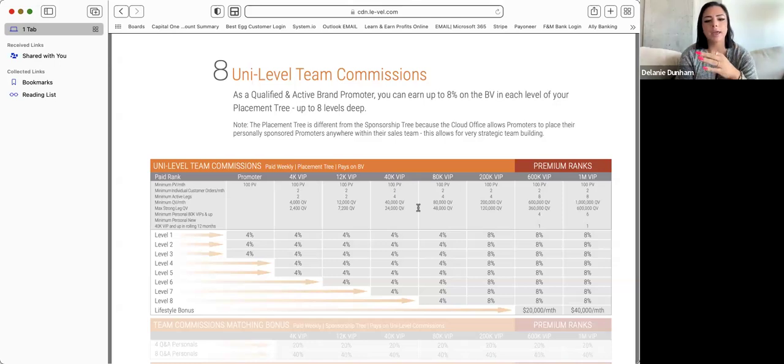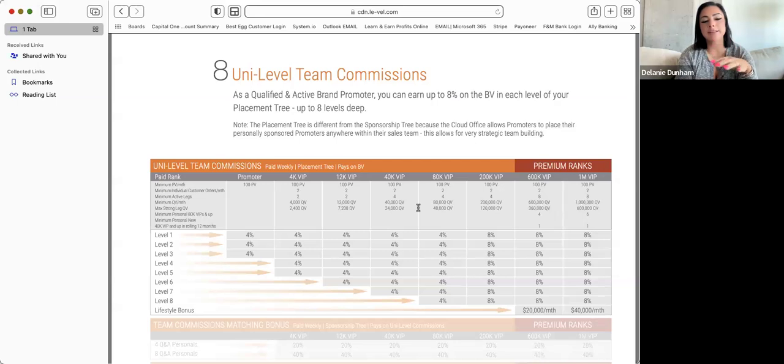When you go to 4K, you've now unlocked 5 levels. And then 12K is 6 levels, 40K is 7 levels, 80K is 8 levels. And then 200K, not only is it 8 levels, but you're making double the unilevel commission. So instead of 4% of that BV on each level, you're making 8%.